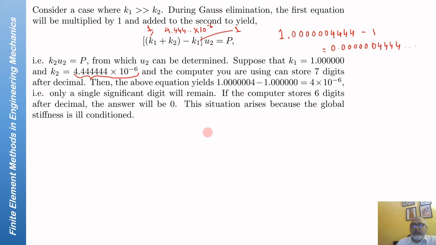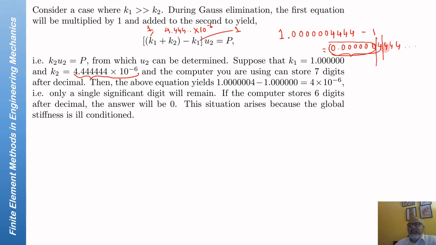If your computer can store 7 digits after the decimal, then it will store up to this. So you need to have K2 u2, but instead you will have this much, which retains only one significant digit of K2. On the other hand, if your computer is even older and it can store only 6 significant digits after the decimal, it will store 0. It will store only this part, and obviously you will not be able to determine u2. U2 will be taken to be 0. U2 will be taken to be infinite, I'm sorry.